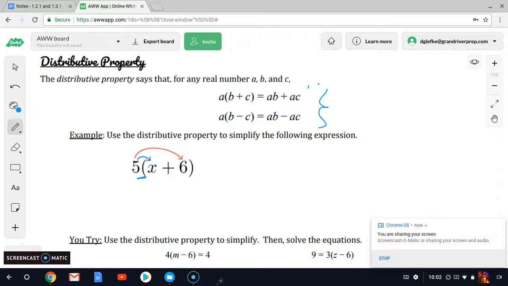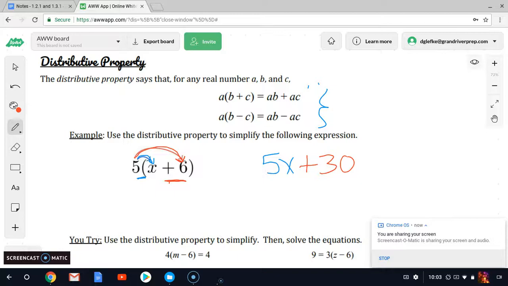So the first thing we're going to do, and we like to draw arrows so that we remember what we are multiplying so we don't forget something, we're going to multiply the 5 times the x. So we would get 5x. Then we multiply the 5 by this positive 6, because that plus sign goes with that 6. So 5 times a positive 6 is a positive 30. So we're going to put plus 30.